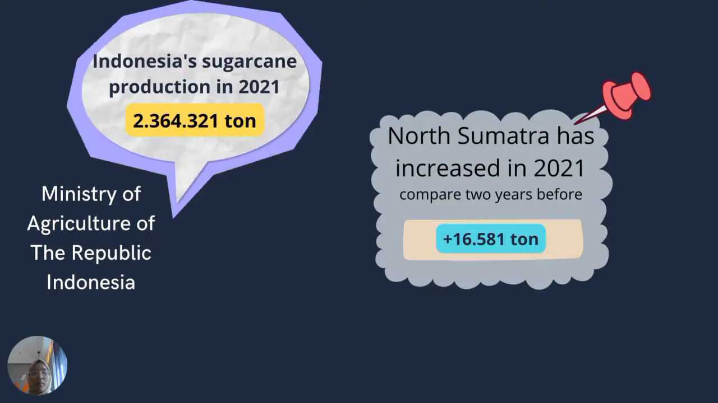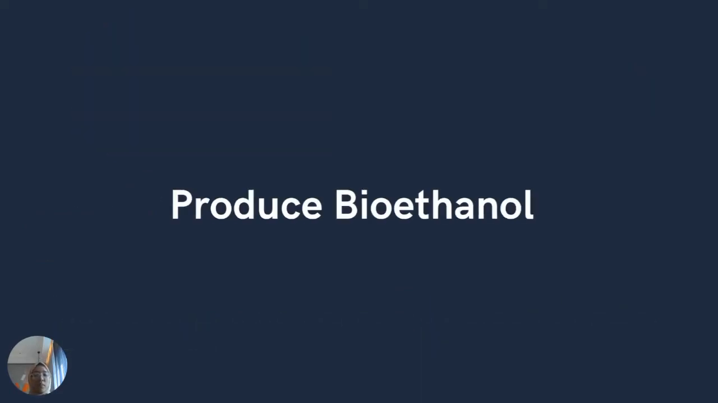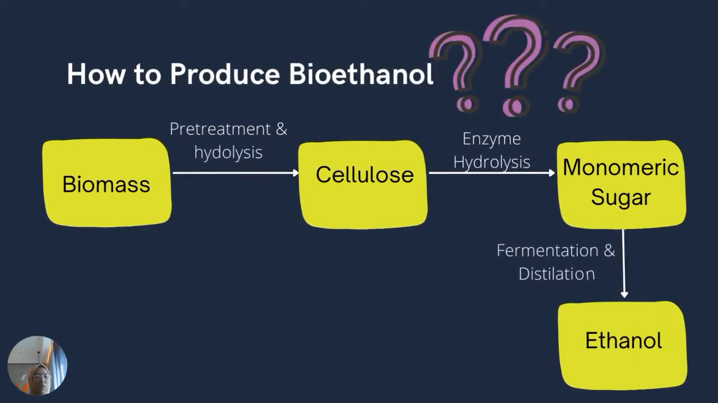We can't just let it go and let the sugarcane become waste. We must think about how it can be useful. We agree that we can produce bioethanol from bagasse. So the next question is how to produce bioethanol. First, we must change biomass into cellulose by using pretreatment and hydrolysis, and then use enzyme hydrolysis to change cellulose into monomer sugar. And then to produce ethanol, we use fermentation and distillation.